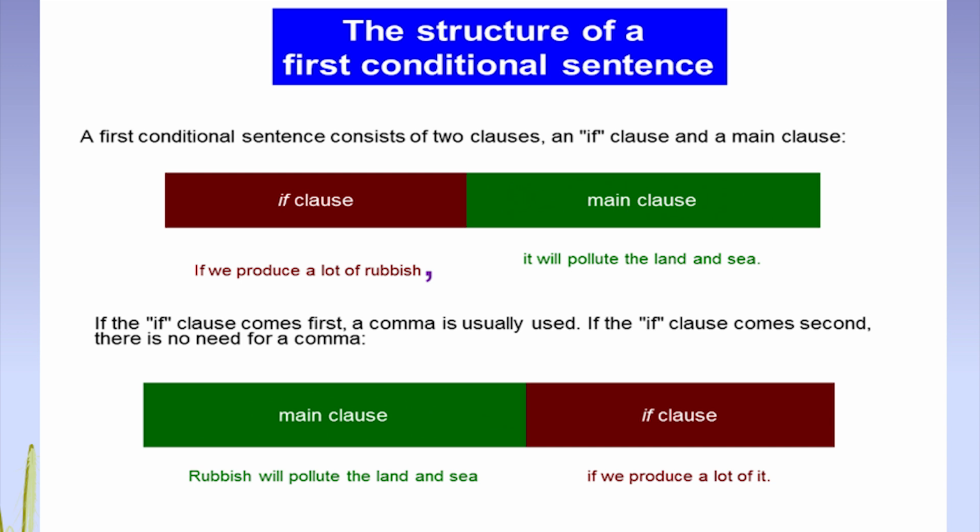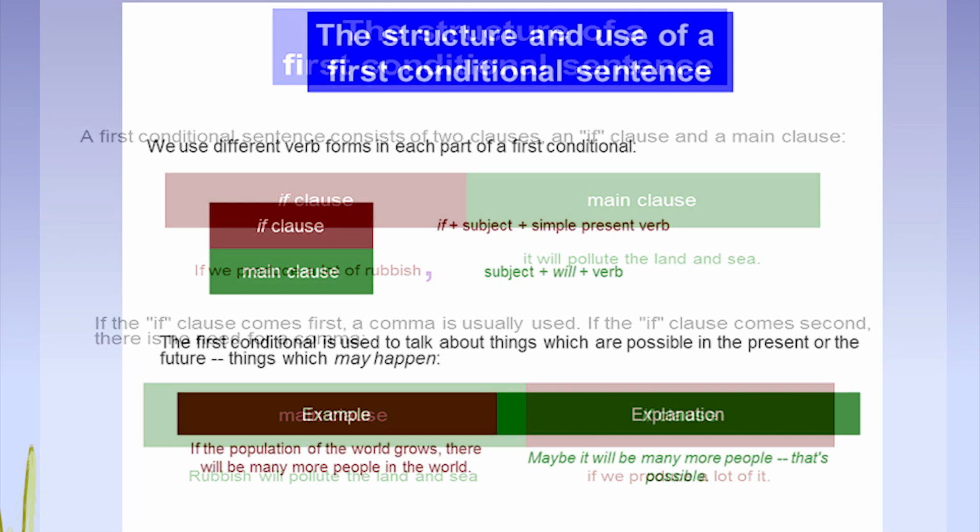If the if clause comes first, a comma is usually used. If the if clause comes second, there is no need for a comma. It means, якщо підрядна частина на початку речення, ми обов'язково виділяємо її комою. Якщо підрядна частина стоїть в кінці, кома не потрібна. For example, rubbish will pollute the land and sea if we produce a lot of it.